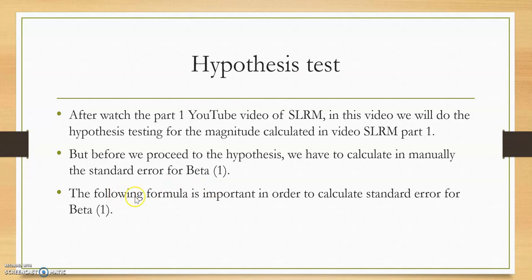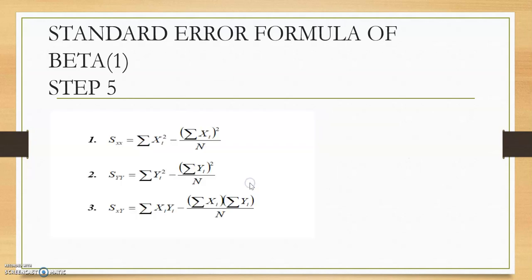The following formula is important in order to calculate the standard error for beta 1. This calculation is also important for your final assessment. Standard error formula for beta 1. This is actually step 4 from the beginning in our lecture Part 1. So this is step 5, where for step 5 we have more than 6 formulas you have to remember.